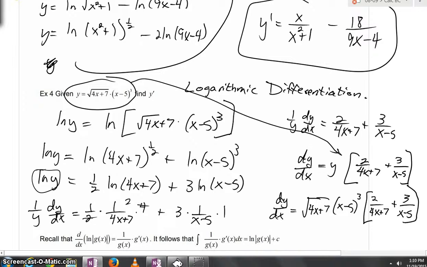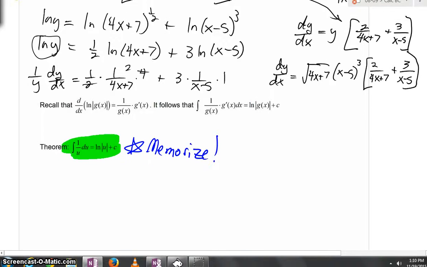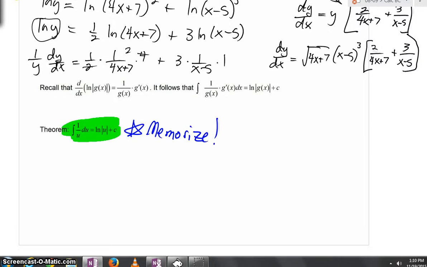All right, about half a minute left on the video. Just have to tell you that the most general derivative that we're going to have of the natural log involved the absolute value. So if we were working in reverse, we must include the absolute value. What I've highlighted in green here, please make sure you memorize. The integral of 1 over u du is the natural log of absolute value of u plus c.